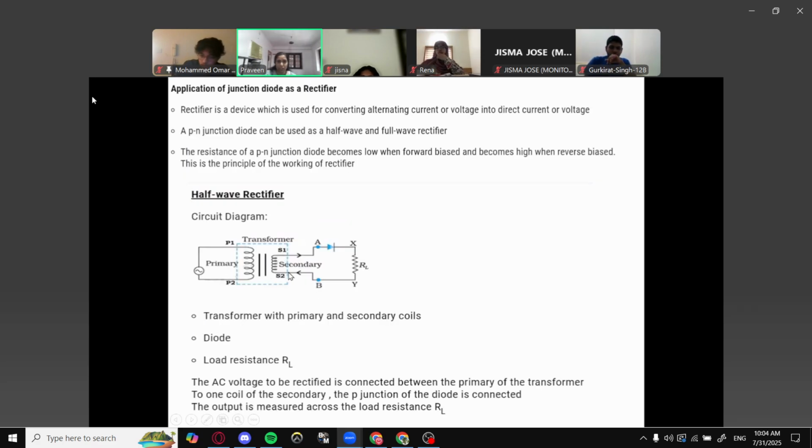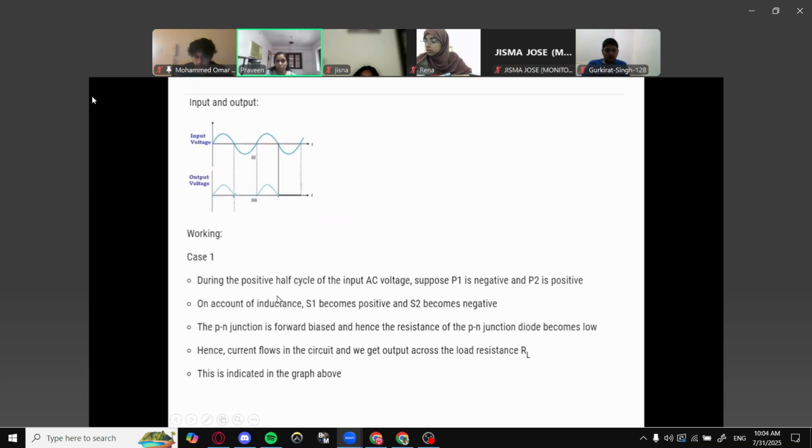Means S1 is here onto the secondary. That only you have to remember. So S1 will become positive and S2 become negative. Means what? The PN junction is forward bias and the resistance of the PN junction becomes very low, and hence current flows, we get output across the resistance RL. This is indicated in the graph above. Just write it down.